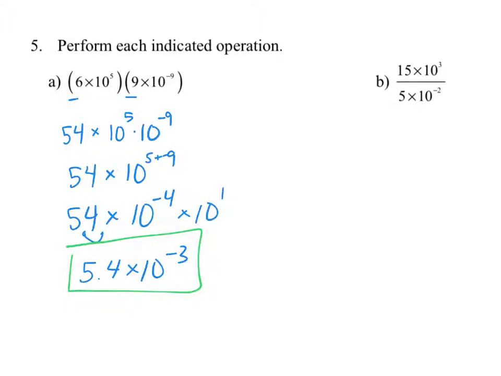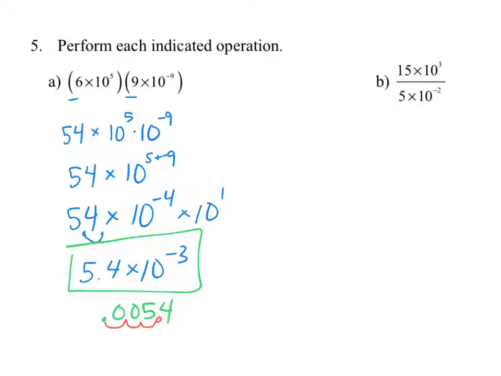If you're using a calculator multiplying these numbers together, you'll notice that you get 0.0054 as your answer, and you can convert that to scientific notation by moving this decimal place over 3 digits to get the number 5.4 times 10 to the negative 3.